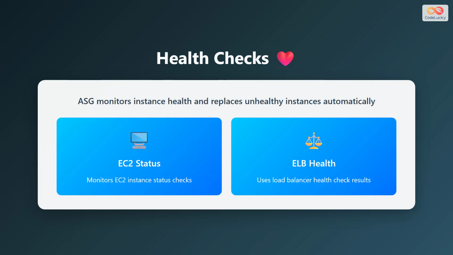Auto scaling groups continuously monitor instance health and automatically replace unhealthy instances to maintain your desired capacity. There are two types of health checks. EC2 status checks monitor the underlying EC2 instance status to detect hardware or software issues. ELB health checks use results from your load balancer to determine if instances are properly responding to requests. When an instance fails health checks, auto scaling terminates it and launches a replacement.